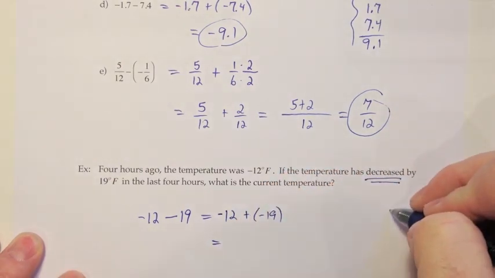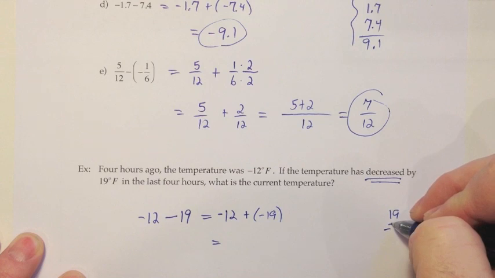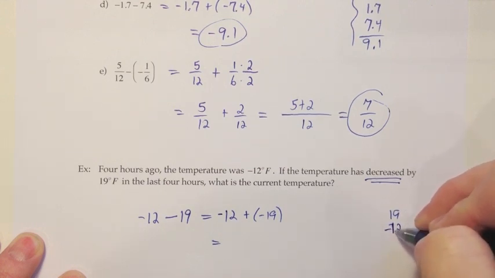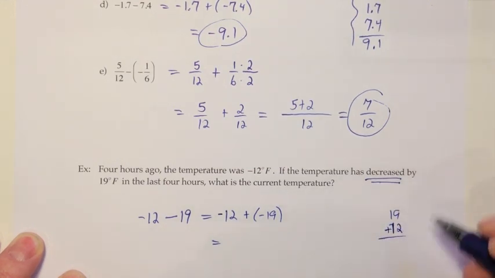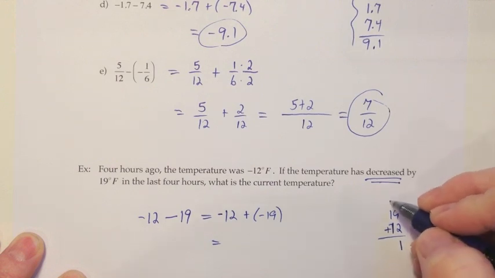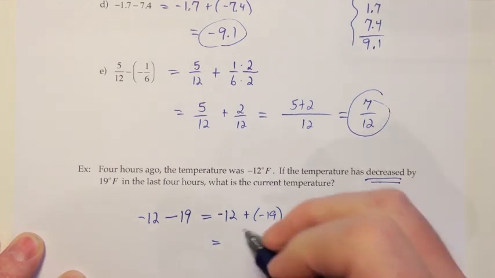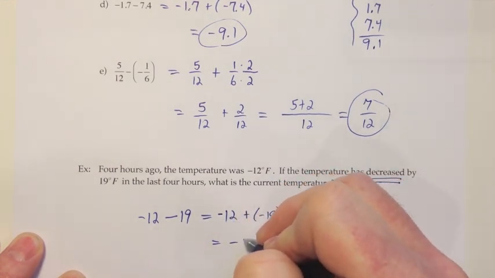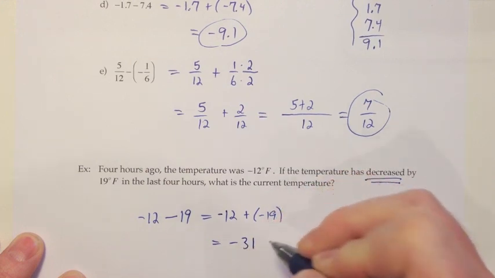These are both negative, so I'm going to add them. Sorry, they're both the same sign, so I'm going to add them together. 19 plus 12 would be 11, carry the 1, 31. But they are both negative, so this is going to be negative 31.